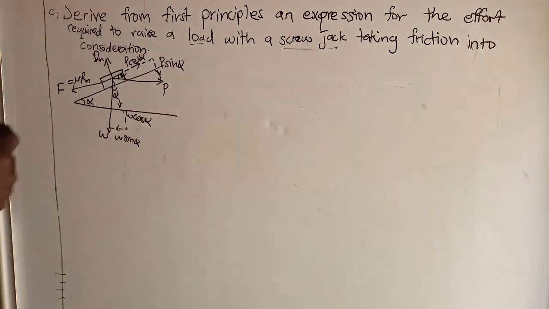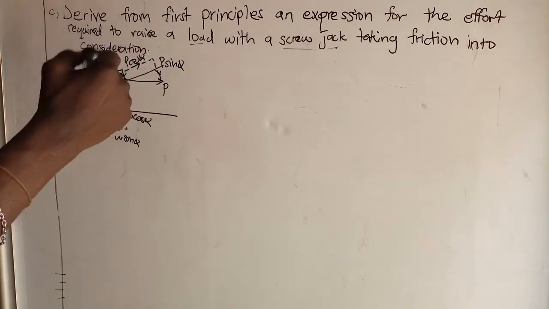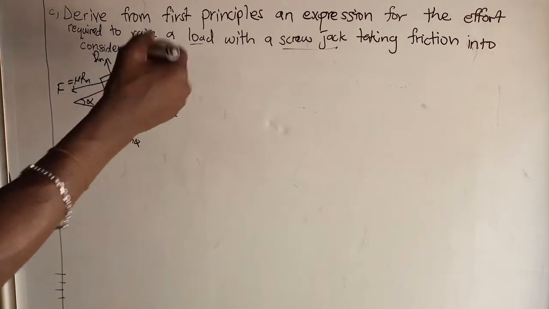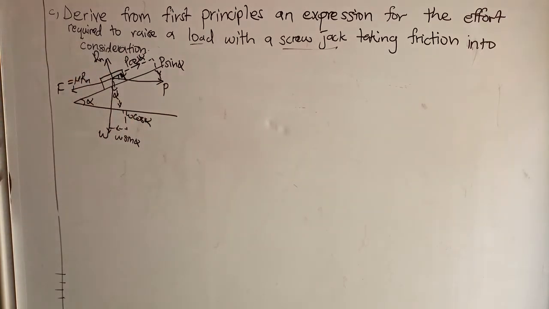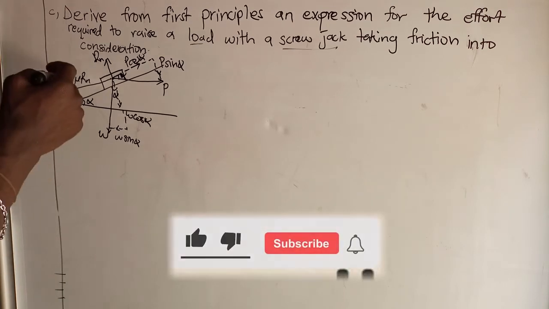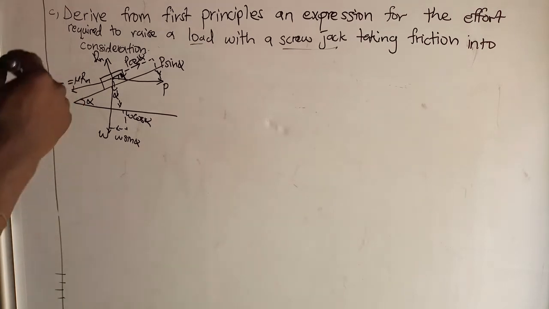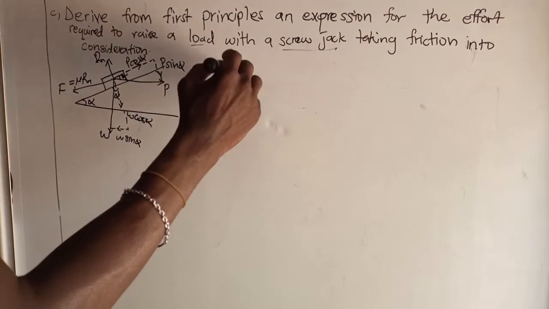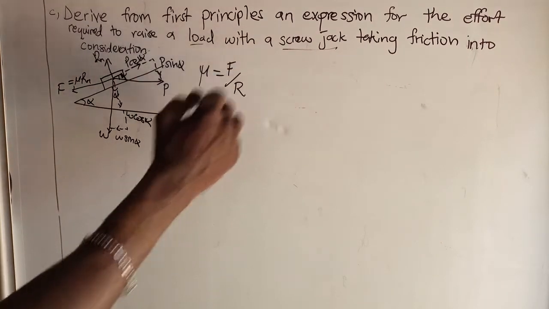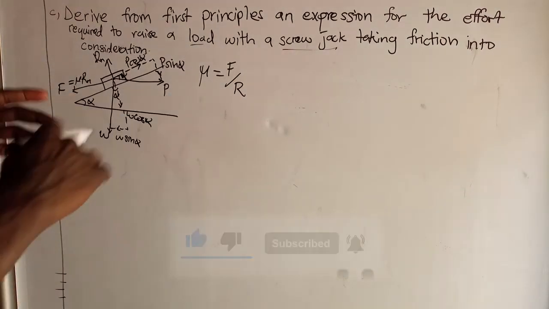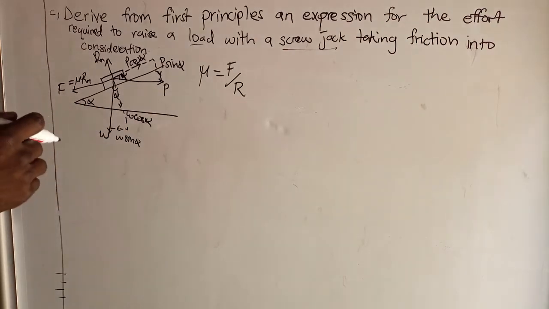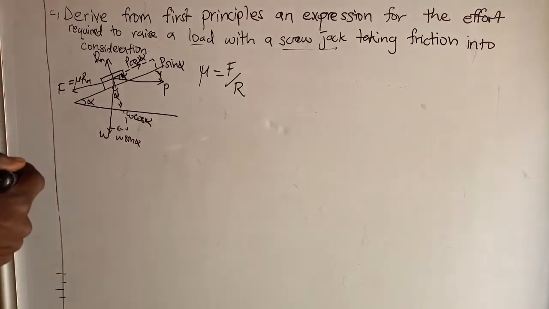On resolving the effort P, we have P cos alpha trying to move the load upwards, but it's being opposed by a frictional force F. But remember, F equals mu R, and we get this from the definition of coefficient of friction. Mu is the coefficient of friction, given by frictional force over the normal reaction, and when you make the frictional force the subject, we end up with mu R. Now with all this in place, let's continue with our derivation.